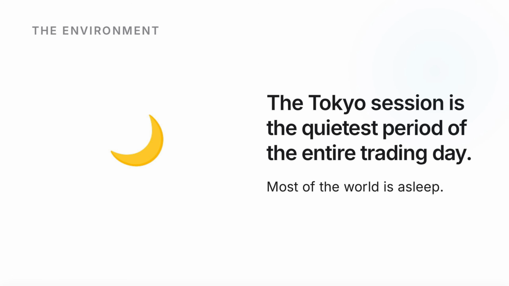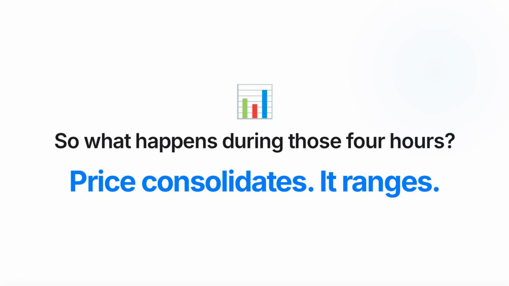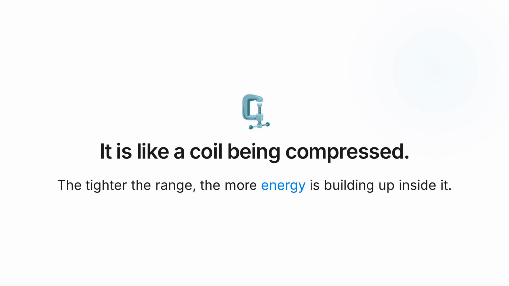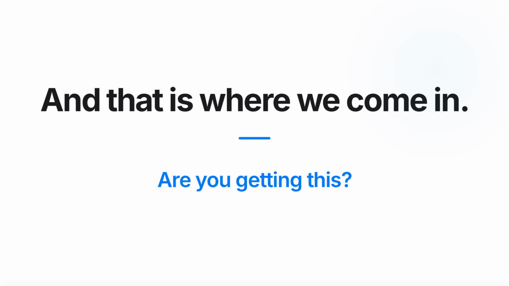So let me explain why this window is actually so powerful. The Tokyo session is the quietest time of the entire trading day. Most of the world is asleep. The big institutional players in London and New York have not stepped in yet. So what happens during those 4 hours? Price consolidates, it ranges, it quietly builds up liquidity. Stop losses sitting above the range high and below the range low, just waiting to be triggered. It's like a coil being compressed. The tighter the range, the more energy it builds up inside it. And then the London session opens and New York session opens, and that built up energy explodes in one direction or another. And that's exactly where we come in.